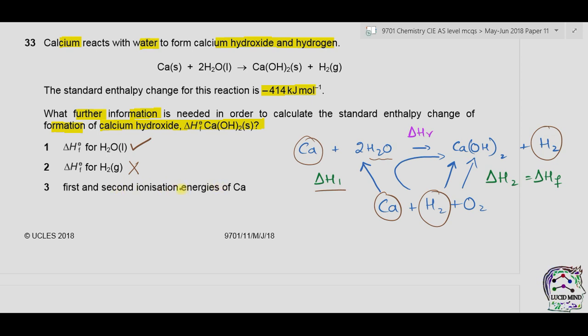We also don't need the first and second ionization energy of calcium, because we are not finding the lattice energy, we are finding the enthalpy change of formation of calcium hydroxide. As only option 1 is correct, the answer is therefore D.